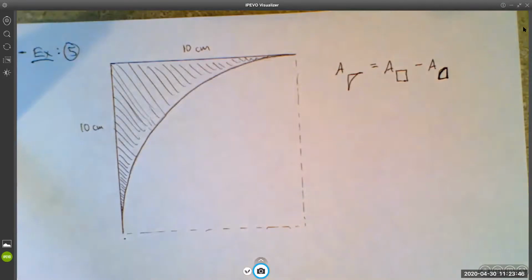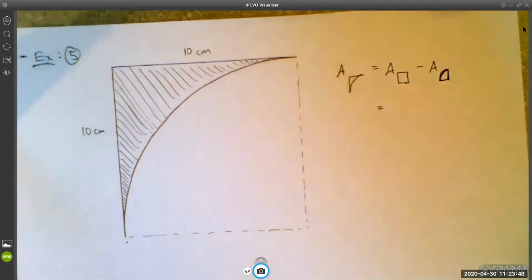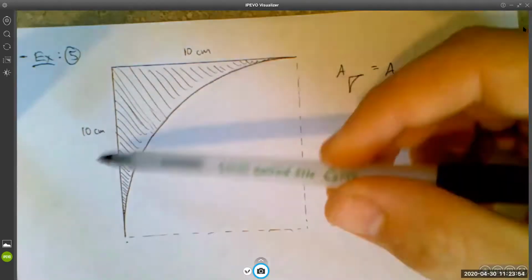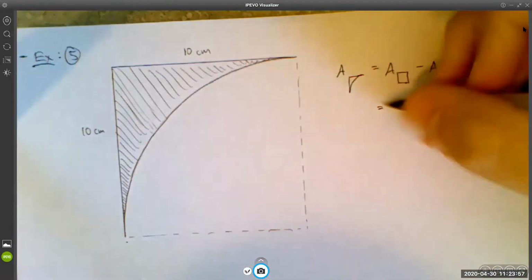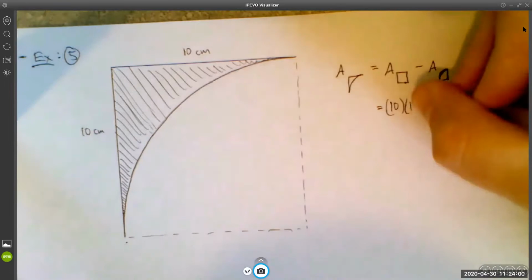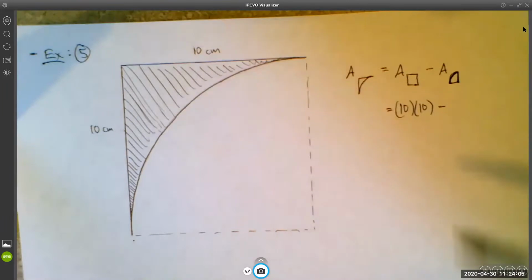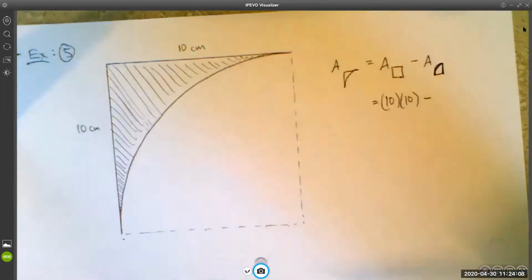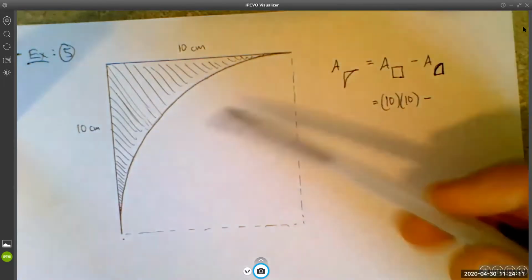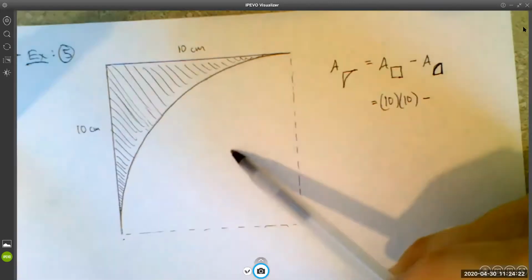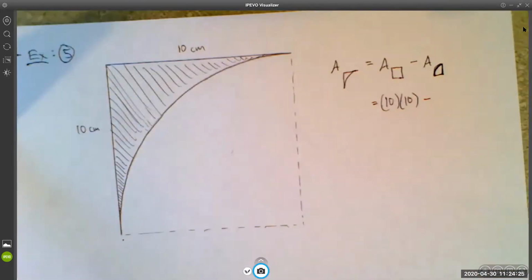Okay, so let's see, the area of the square. Now that part's easy, right? The area of the square is just base times height, or length times width, or whatever you want to call it, but it's 10 times 10, right? So it's 10 times 10. The area of the quarter circle, well, the area of the whole circle, if you can imagine the whole circle being drawn out, right? The area of the whole circle would be pi r squared. But we only want a quarter of that. So it's going to be pi r squared divided by 4, right? That's the area of this little quarter circle. It's pi r squared divided by 4.